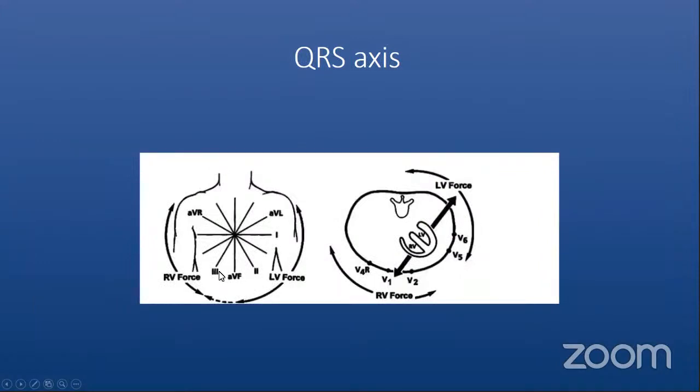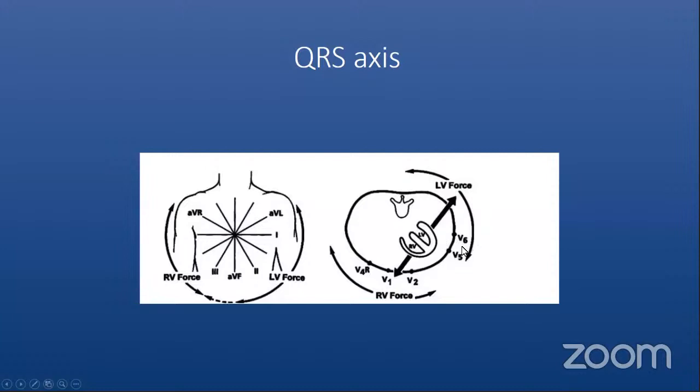So on the QRS axis, as mentioned, these are the leads on the frontal plane. That will tell you about AVR, lead 3, AVF, and AVL. Basically, AVR, 3 and AVF will give you the RV forces. On the chest leads, lead 1 and V2 will give you the RV forces. And on the limb leads, the two leads AVR, 1 and AVL will give you the LV forces. And on the chest leads, V5 and V6.